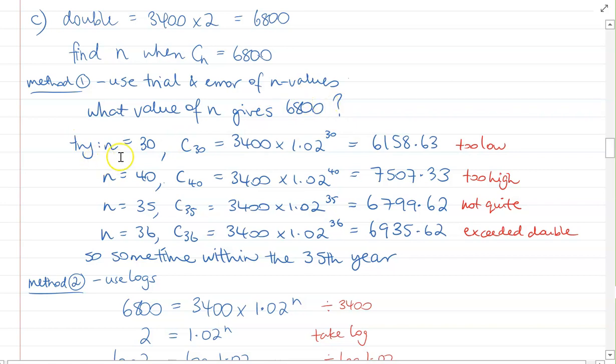So if I logically pick a value that's a bit higher up, so let's say after 30 years, I get a population of 6,158.63. So that's a bit too low. I then check 10 years later and the population's too high there. So kind of narrowing down my n value, I tried 35 years, not quite 6,800. 36 years, I have exceeded double. So that means sometime within the 35th year, I'll get to that population of 6,800.